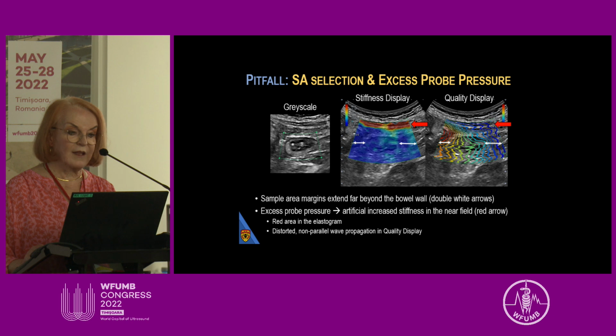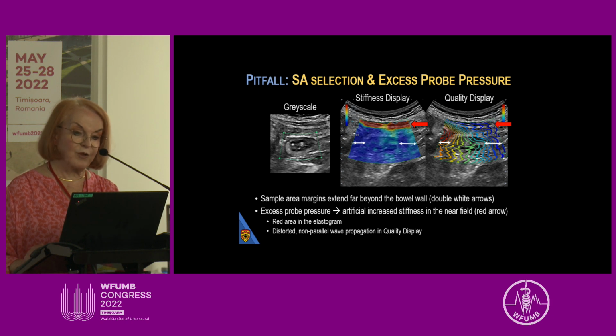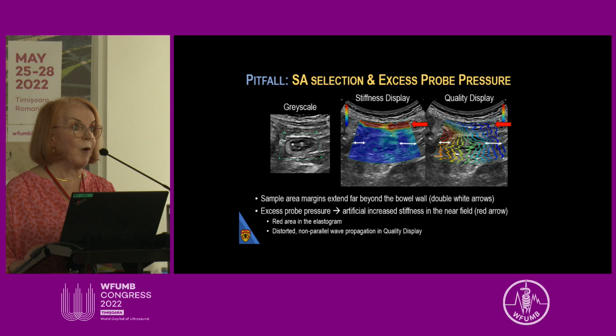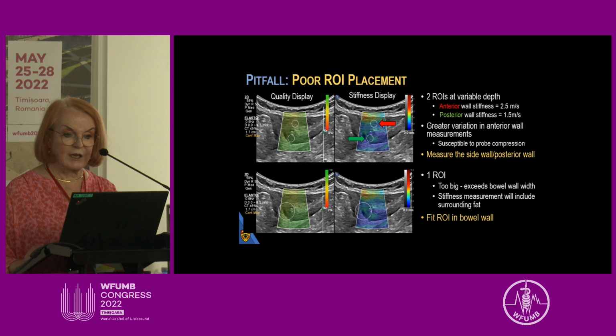But when they've gone to do the elastography, you can see that the distance on the white arrows on both the stiffness and the quality display represents tissue that's outside of the bowel wall. So you can see, first of all, on the stiffness display that it's red at the front, and so they know that that's because they're pushing on the bowel. When they push on the bowel, they can get that, and it's more exaggerated in the anterior portion of their sample area. And on the quality display, you can see, because it's looking at the bowel and the adjacent perienteric fat, that the quality gram is really terrible.